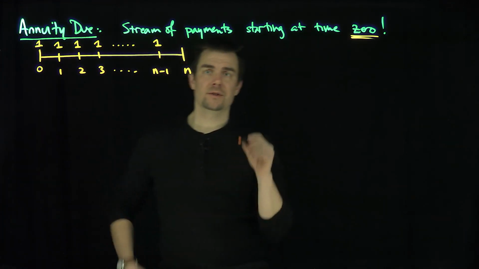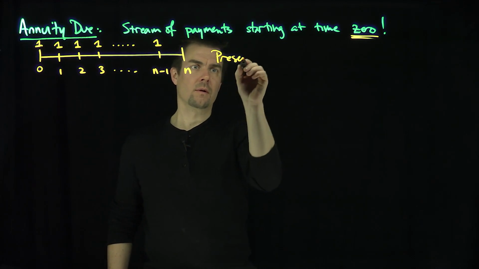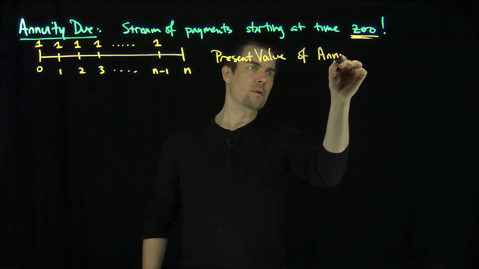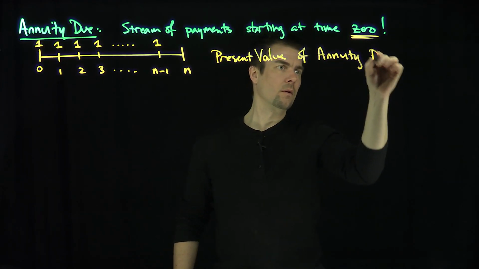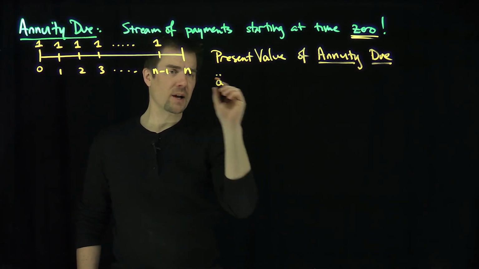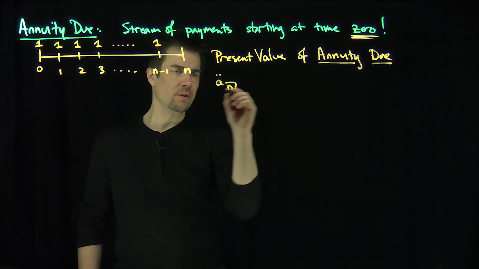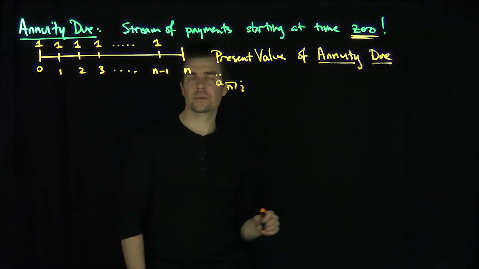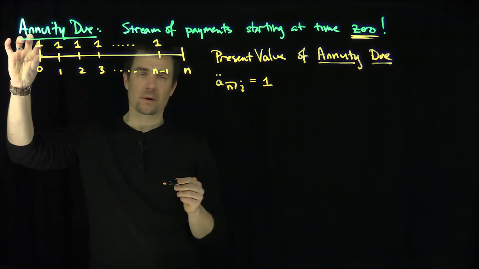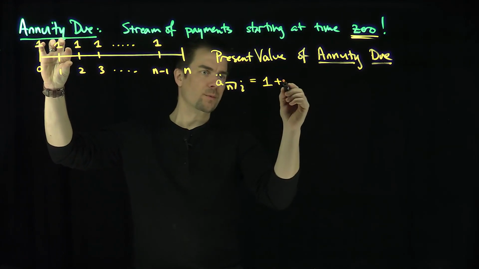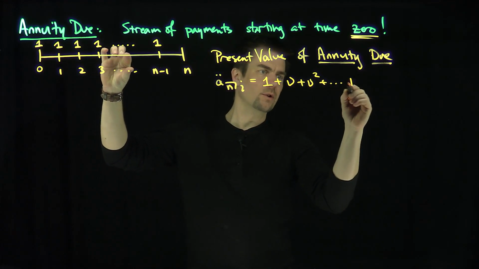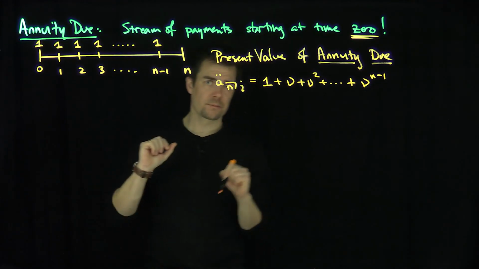So let's compute the present value of this thing. So the present value of an annuity due is represented like this: a double dot, n is the number of years, and i is the effective annual rate of interest. Well, you're going to get what? You're going to get a 1, because that is exactly what you have at time 0. You get a 1 at time 0. Then you have this 1 at time 1, so I'm going to bring that back with nu. Then I'm going to have a nu squared all the way down to nu to the power n-1.